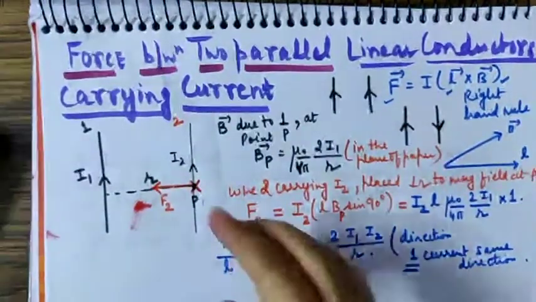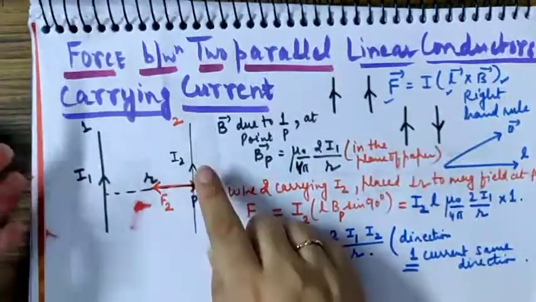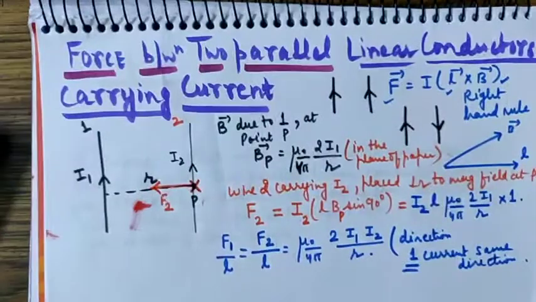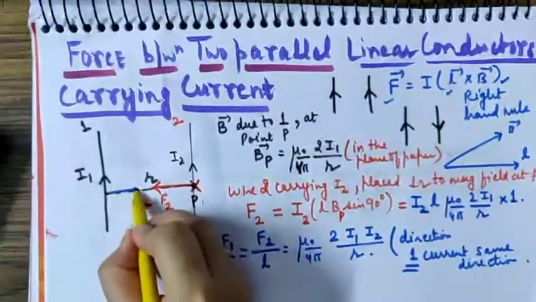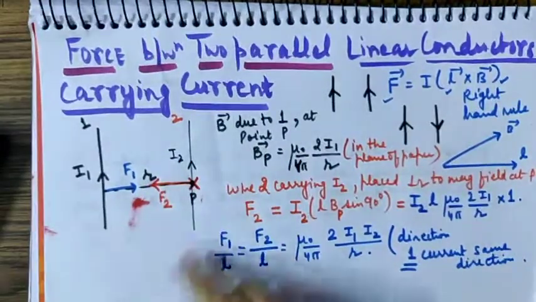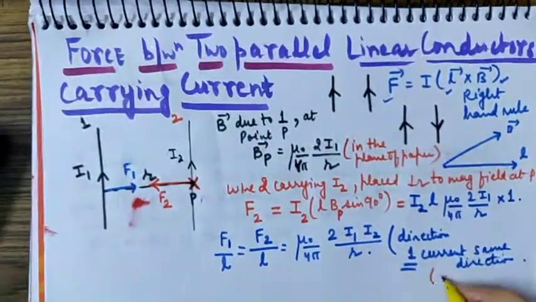And similarly, if you find out the force on this wire, it will come out to be here. So meaning, if the current in the two parallel wires is in the same direction, they'll attract each other.